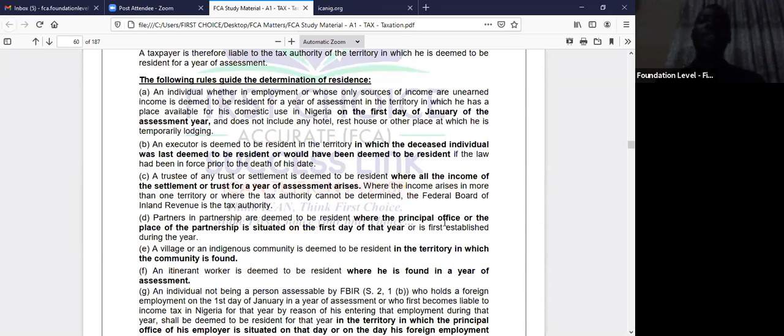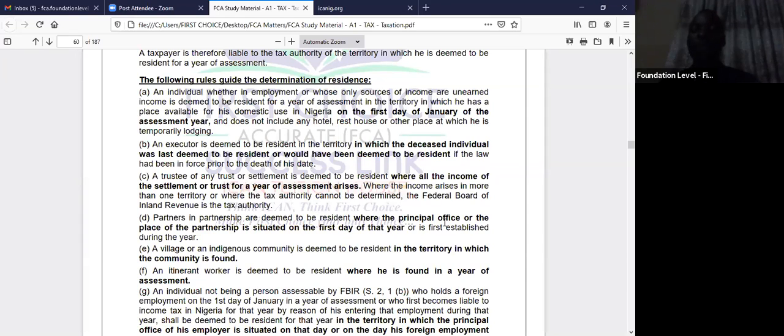Then an itinerant worker. Who is an itinerant worker? An itinerant worker is someone who has no particular place where he stays. He can be found anywhere. He can be transferred anywhere. So wherever he is found in the year, that is where his place of residence is deemed to be.